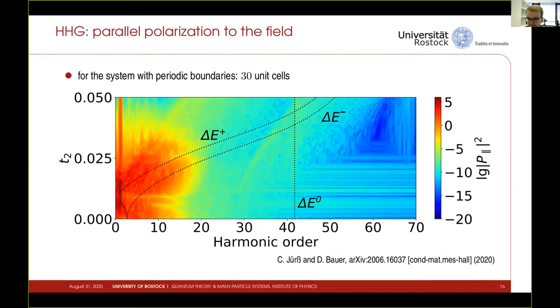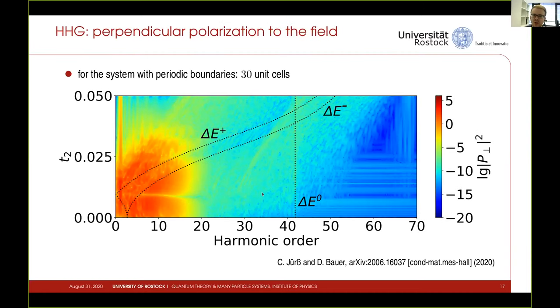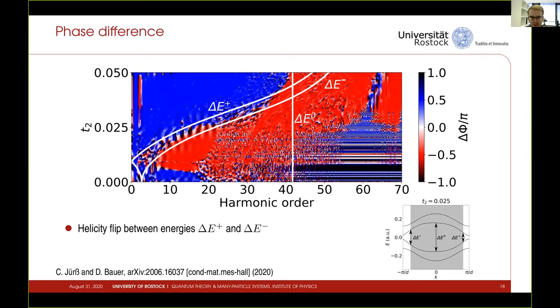If we now go to the high harmonics finally, we see that in parallel direction, the highest harmonic yield occurs in the region of small harmonic orders and small T2. But there is nothing happening at these energies, delta E plus, delta E minus, or delta E 0. And the same is true for the perpendicular part of the harmonic spectra. But if we now go to the phase difference, we see that something changes around these two lines, delta E plus and delta E minus.